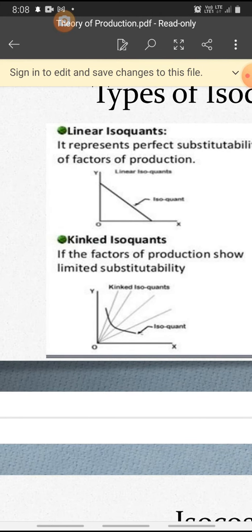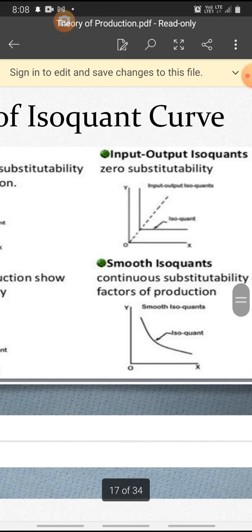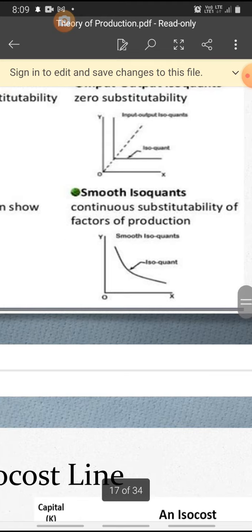Kinked isoquant. Kink means small shift. If the factors of production show limited substitutability, we can see kinked isoquants. Input-output isoquant means zero substitutability, or L-shaped isoquants. Then smooth isoquants, that is usually the normal isoquants, which means continuous substitutability of factors of production.